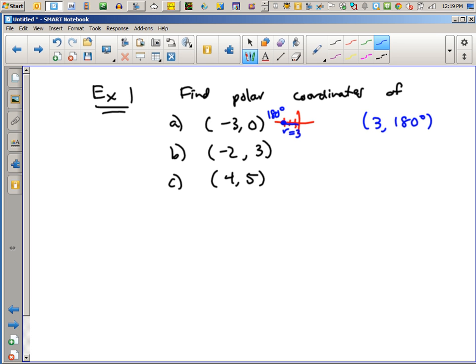So that one's done. The next one, well, we might need the formulas. So r is going to be the square root of 4 plus 9. That's just x squared plus y squared. In other words, root 13. The theta is going to be inverse tan of 3 over negative 2. And we will be adding 180. Notice that the x coordinate is negative on this problem.